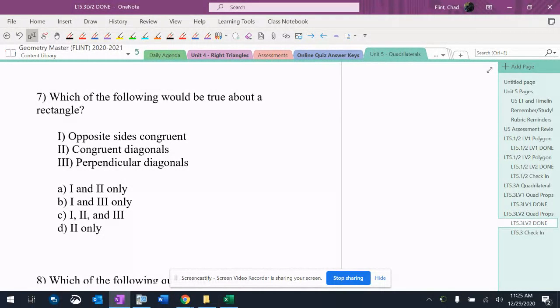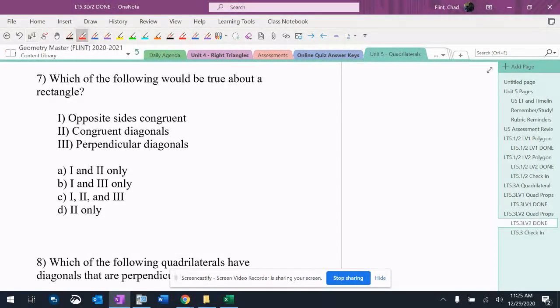So which of the following would be true about a rectangle? I'm going to put a check mark next to anything that goes with a rectangle. Opposite sides congruent, that's absolutely true about a rectangle, so let's get the check mark. Congruent diagonals, absolutely true about a rectangle, so let's get the check mark. Perpendicular diagonals, not true. That's true about a rhombus. So 1 and 2 are true, which means that one's true right there.